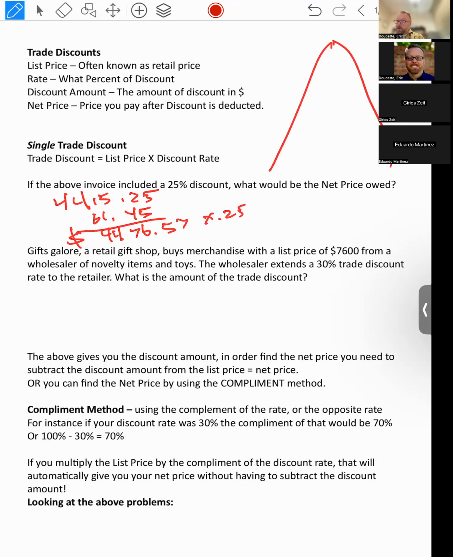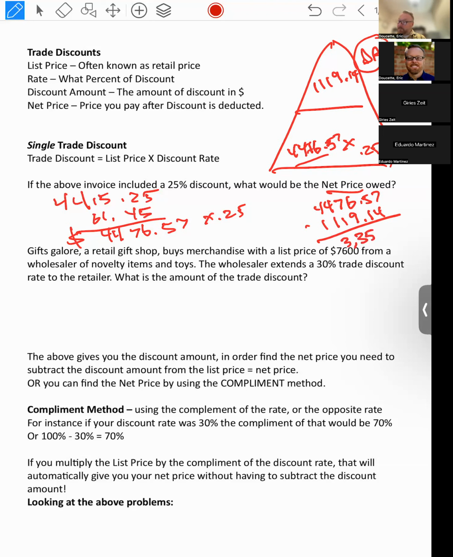Well, then I would have to take my $4,476.57 and I would minus the $1,119.14. And that gave me a nice, beautiful net price of $3,357.43. So that's how much that invoice actually was now going to cost me.